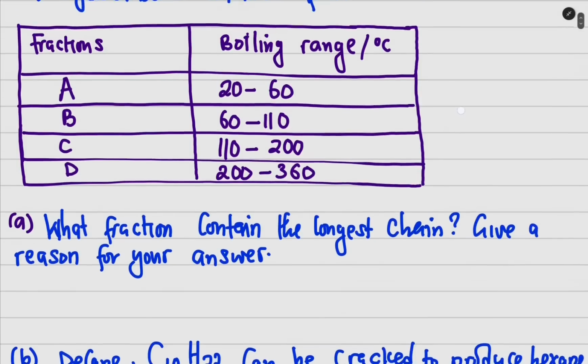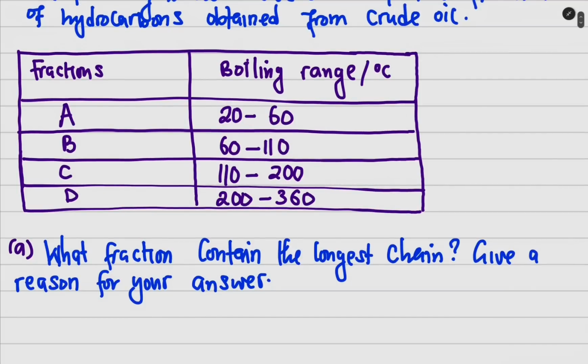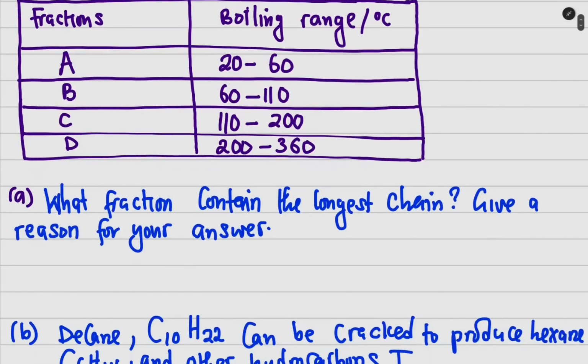So how do you know the one that contains the longest chain of carbon? If you look at the properties of these organic compounds, as the number of carbon increases, their boiling point also increases. So the one with the highest boiling point range, if you compare A, B, C, and D, is the one with the longest chain. So which fraction here? The fraction is D.